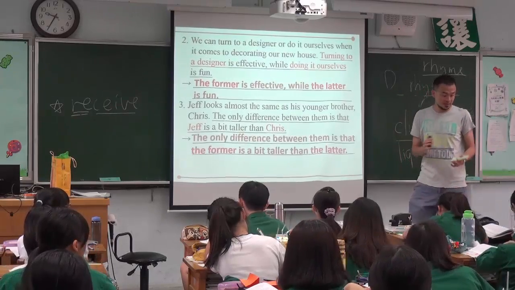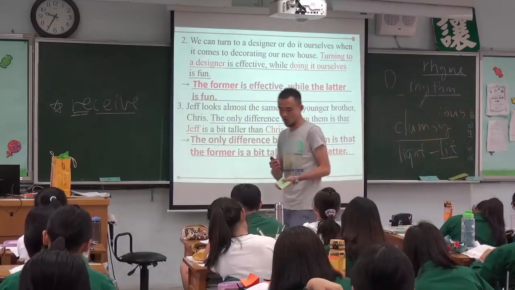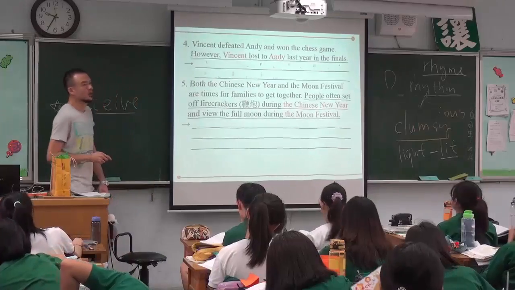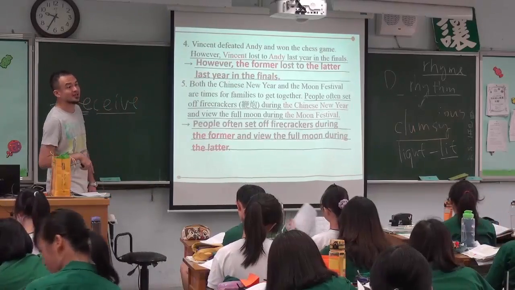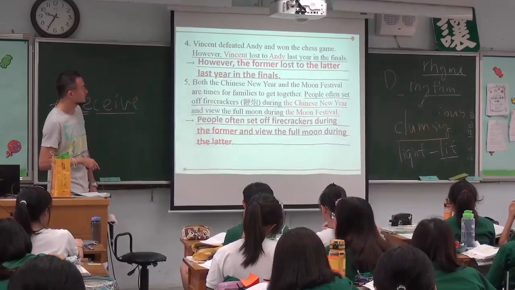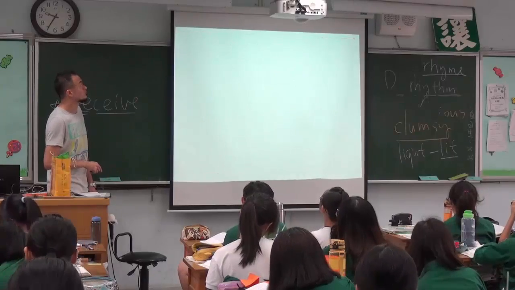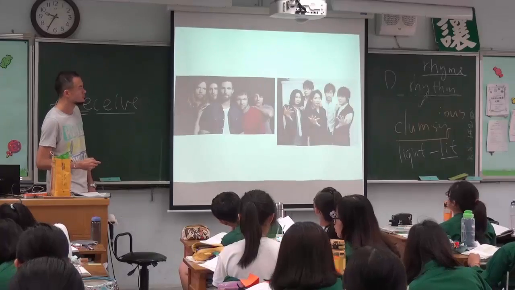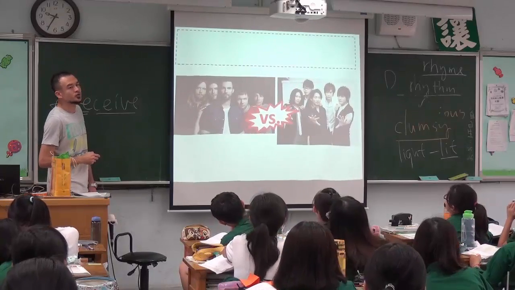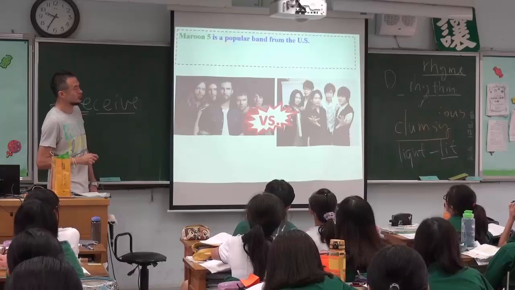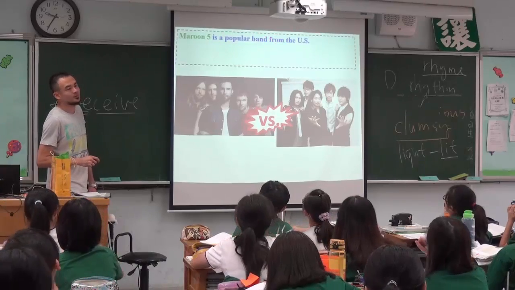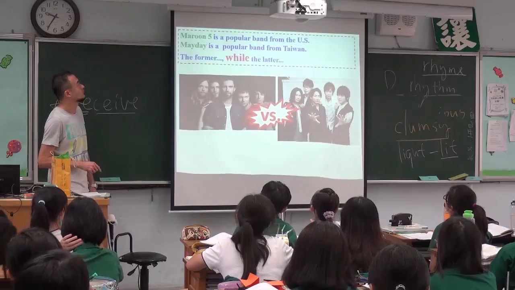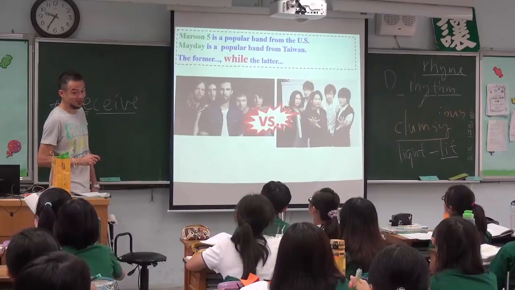So please take out your notebook, your pen notebook. Here, questions. We will skip the exercises because they're very easy. Would you please read the sentence here? Maroon 5 is a popular band from the US. Mayday is a popular band from Taiwan. The former, while the later.